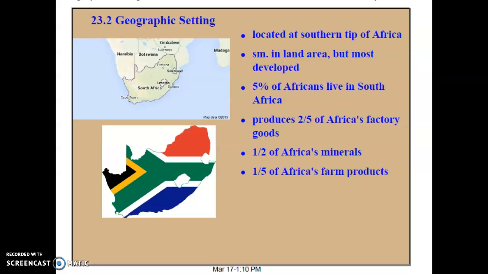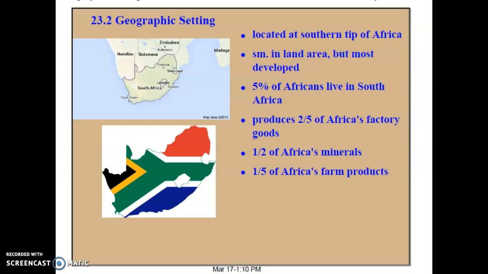Welcome back, 8th graders. This is part 2 to lesson 2 regarding South Africa, and this was the reading section you were to do on section 2, the geographic setting. So basically what we're going to learn today is a little bit about the history of South Africa.